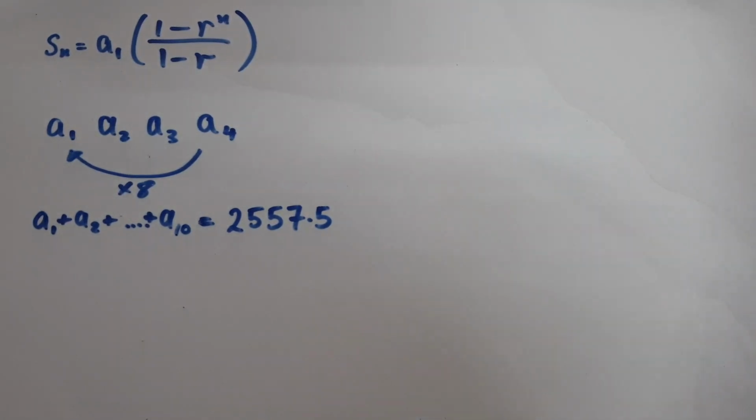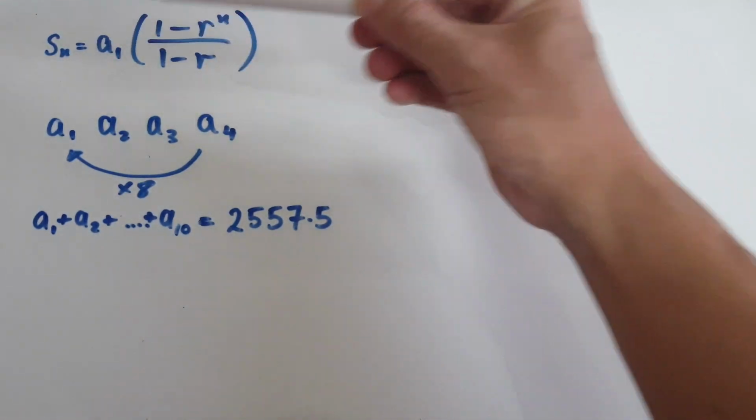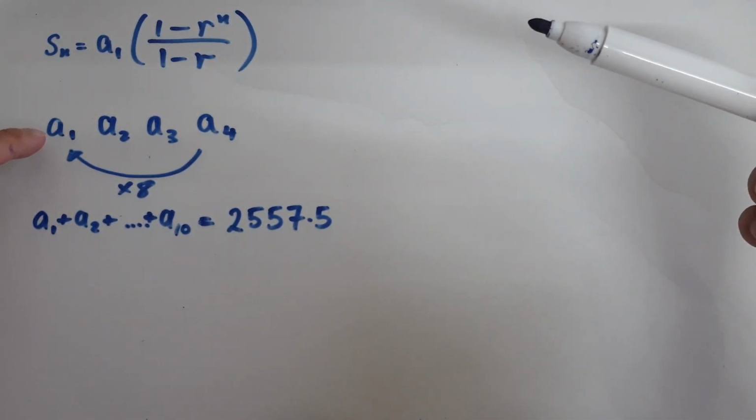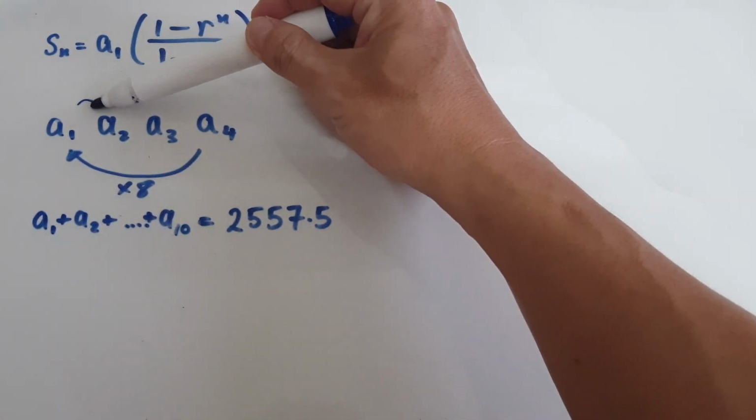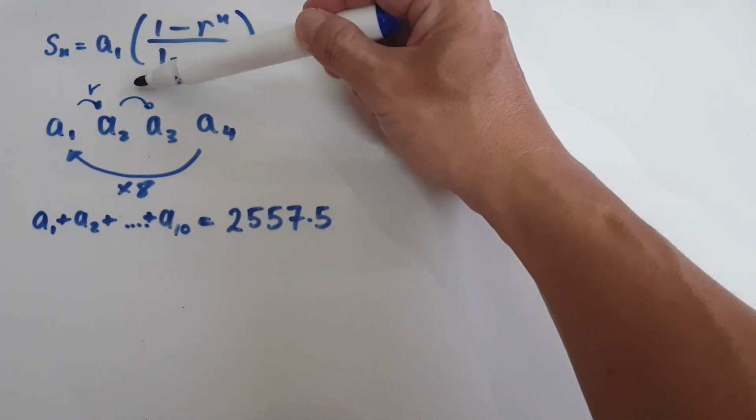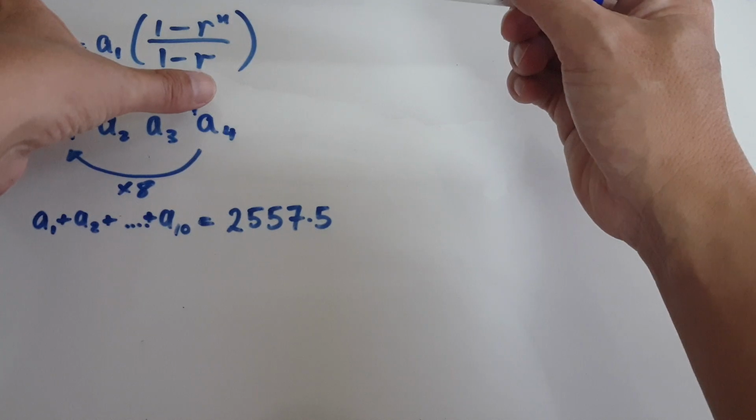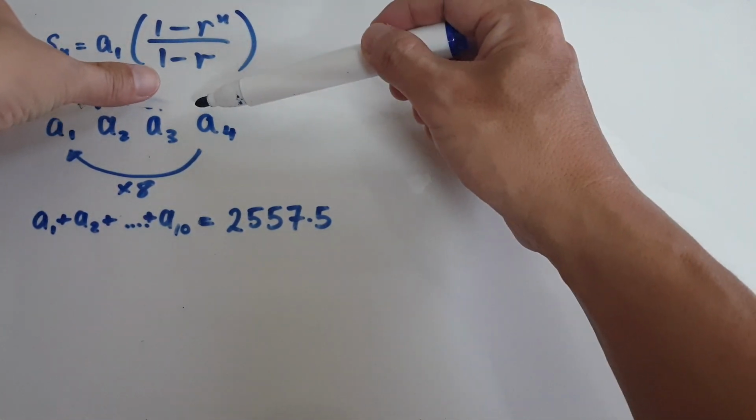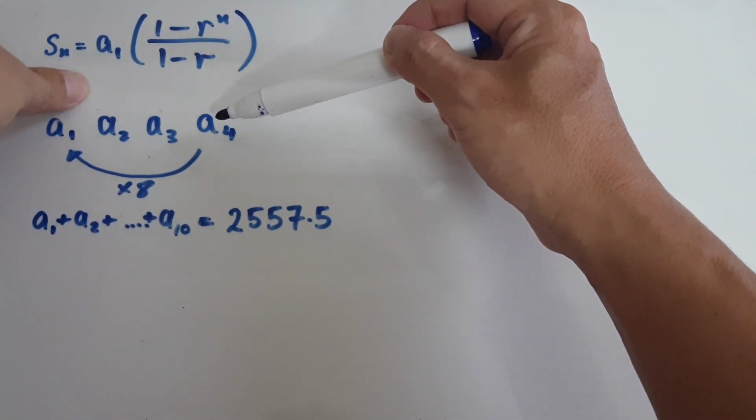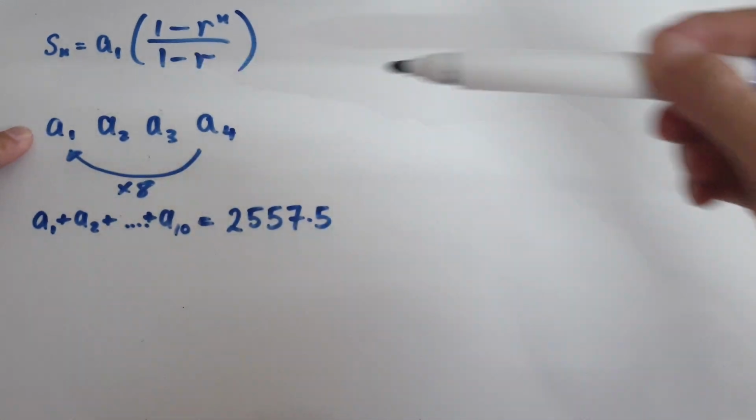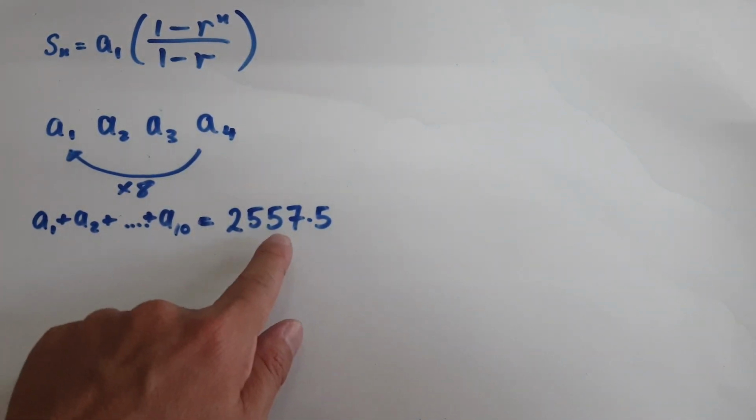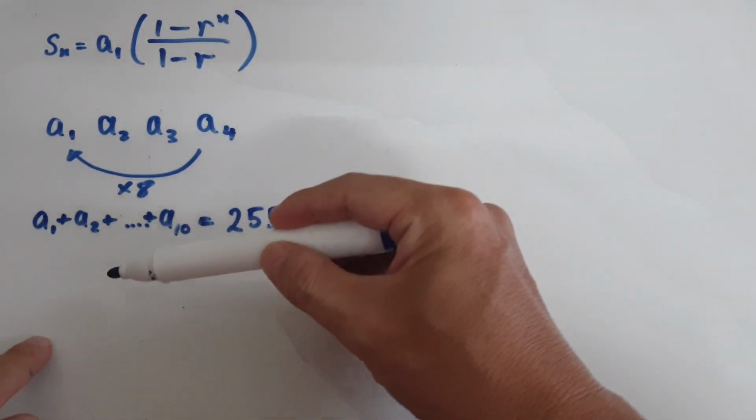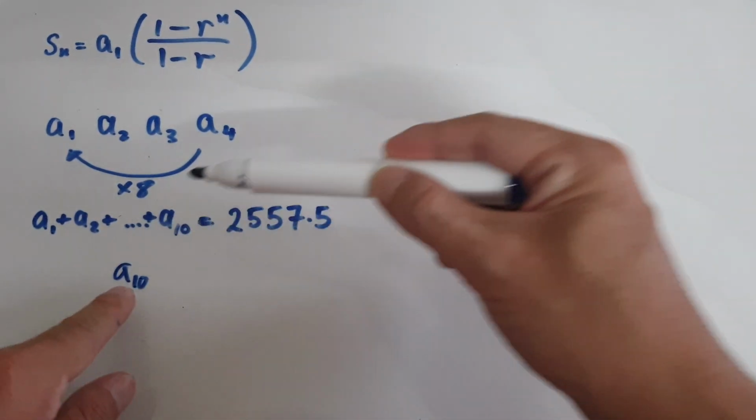Let's give you a typical geometric series question. I'm expecting you to know the formula. The question is that you have a geometric series, meaning there's a common ratio. So you times this by r, you times this by r, you times this by r, and so on. The question says that A4, the fourth term, is 8 times larger than the first term. And when you add up the first 10 terms, it comes to this. Your job is to find the 10th term.